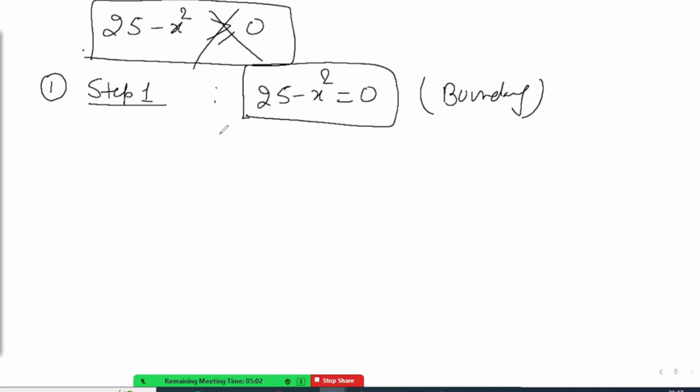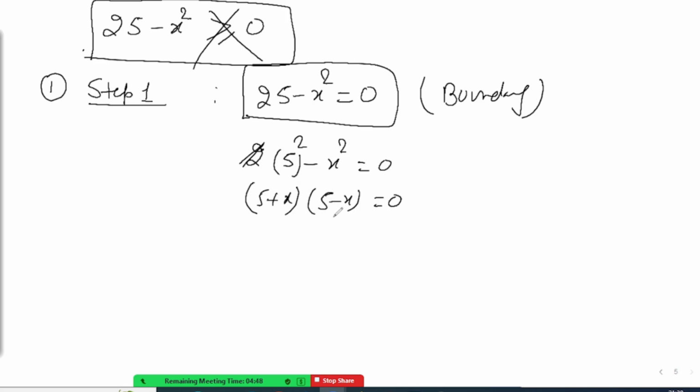So when you solve, we can factorize this. So this is 5 square minus x square equals to 0. By any method you can solve, no problem. So from here we are getting two roots, 5 and minus 5, right? What does it mean? For these values of x, that is 5 and minus 5, your given expression will be exactly equal to 0. It is neither positive nor negative.